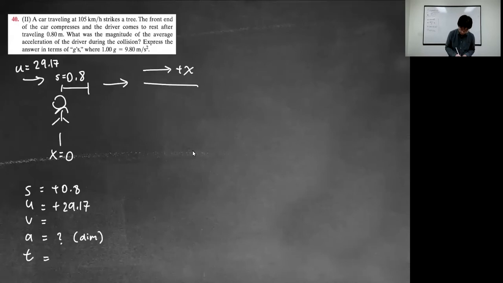And do I know the time? I don't know the time. Now, do I know the final speed? Not obvious, right? It didn't say. However, if I just have two out of 5, I couldn't possibly find everything I need. I need at least 3 out of 5 in order to solve for other things. But there is a V, there is a final velocity. It's just implicit. It says the driver comes to rest.